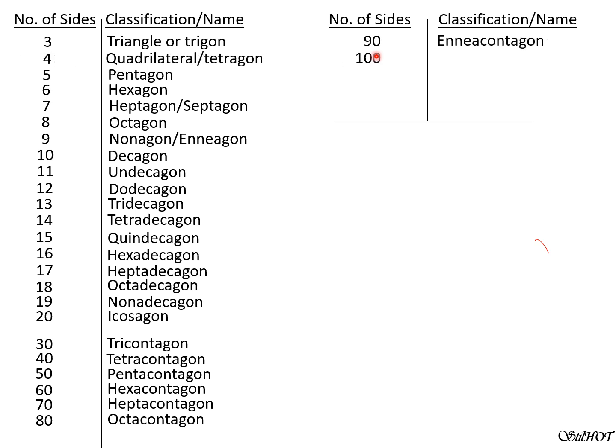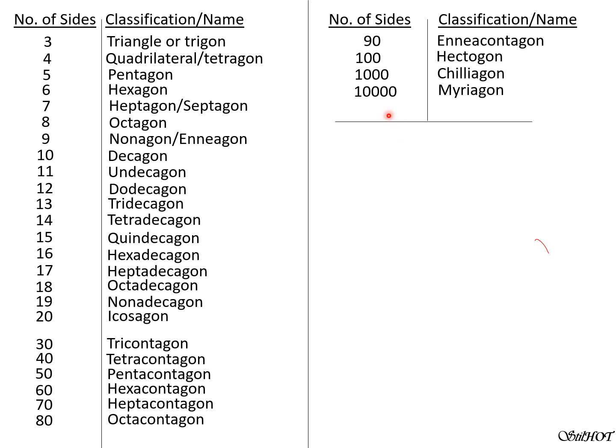If it is 100, it's hectogon. So that's why we have a 1 hectare lot, which is 100 meters by 100 meters. So 10,000 square meters, that's 1 hectare. If it is 1,000, it's called chiliagon. 10,000, it's called myriagon.